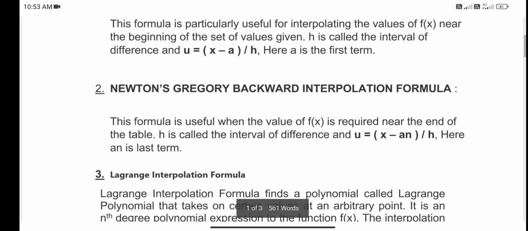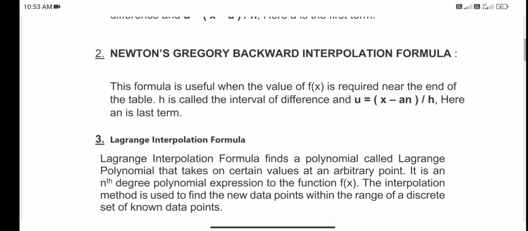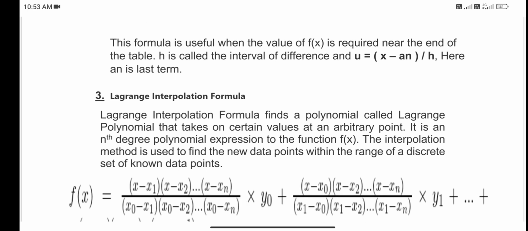Second one is Newton's Gregory backward interpolation formula. This formula is useful when the value of f(x) is required near the end of the table. h is called the interval of difference and u equals (x minus an) upon h. Here an is the last term.